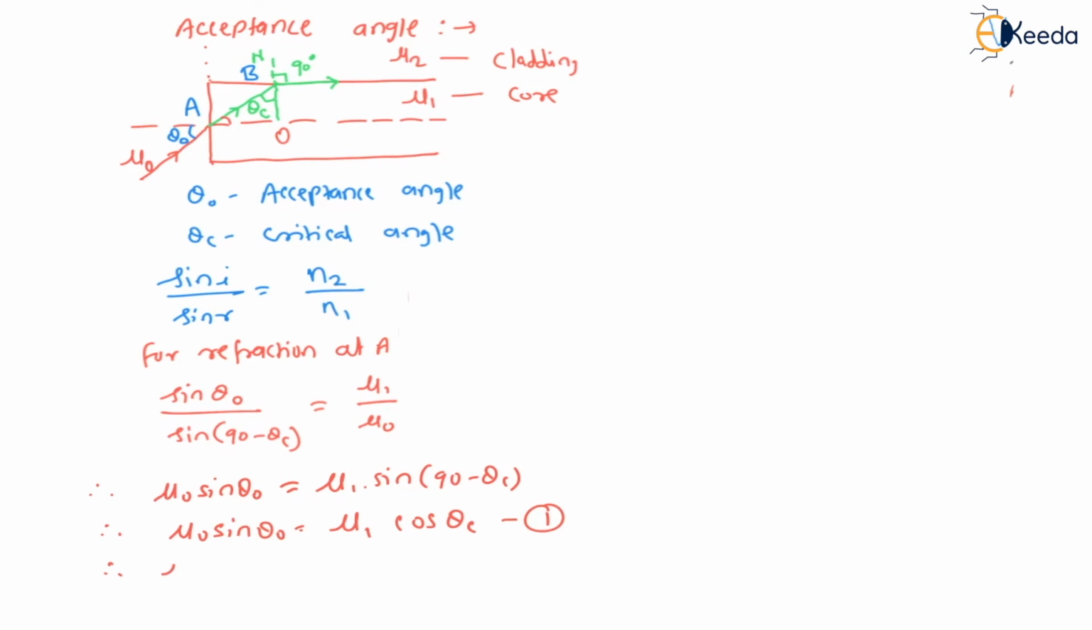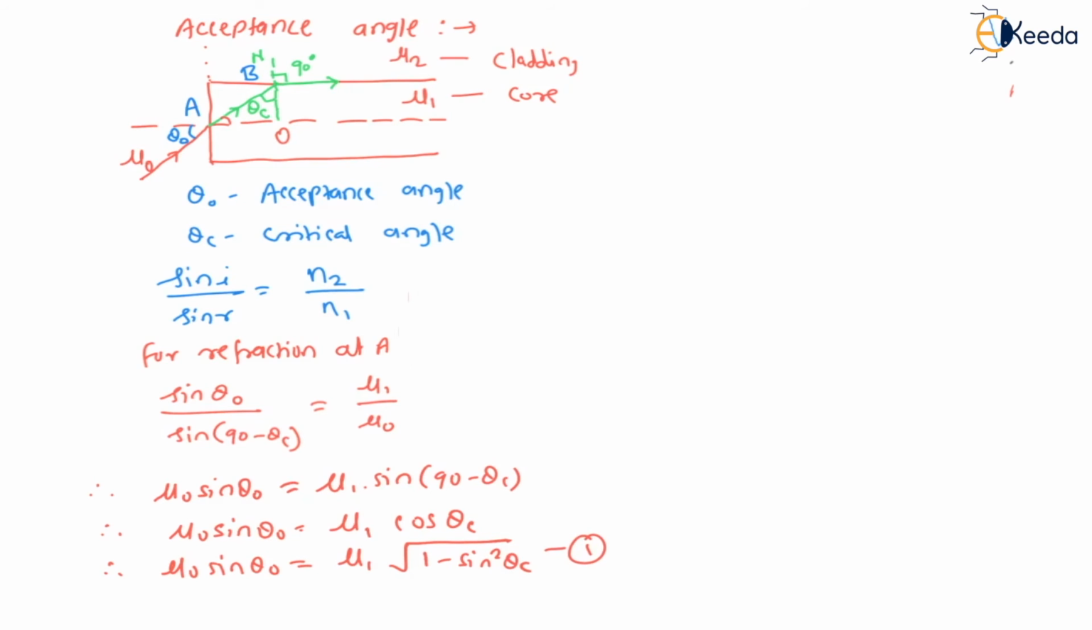Further, we can write this equation as mu2 sine theta naught is equal to mu1 cos theta c. For this cos theta c, we know the basic fundamental identities, that for cos square theta we can write 1 minus sine square theta. So for cos theta c, we can write under root 1 minus sine square theta c. Let me mark this as equation number 1.